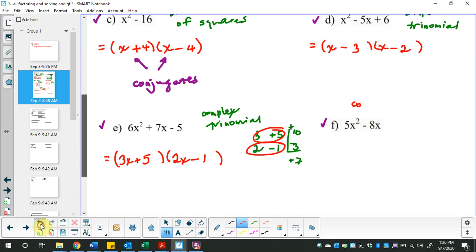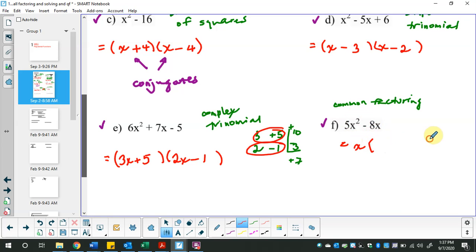Oops, let's change my color coding. And that is the dreaded common factoring. So we have to find out what's common to both these terms, or if there were 10 terms, all 10 terms. And the only thing that's common, nothing divides into 5 and 8 at the same time, so the only thing that's common is an x.